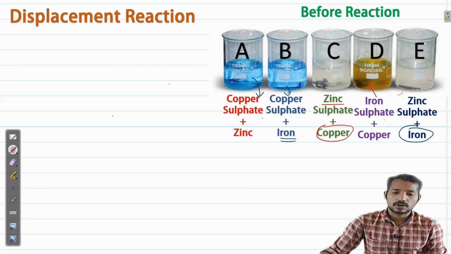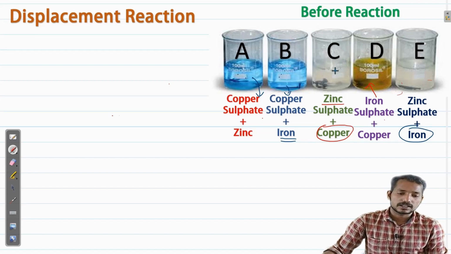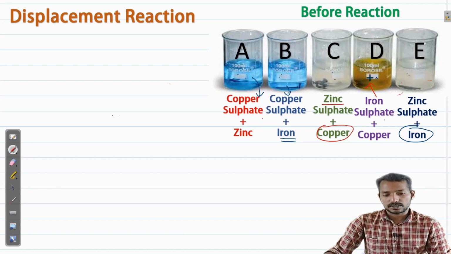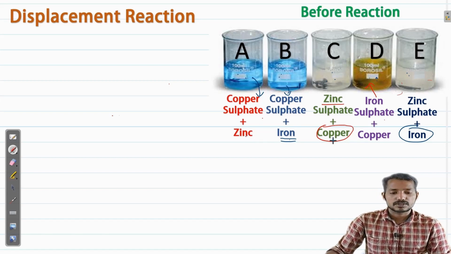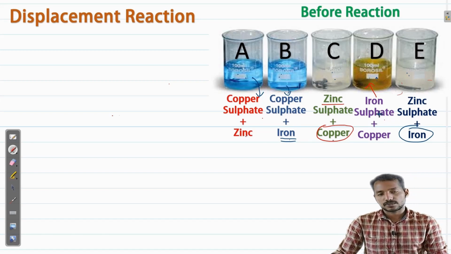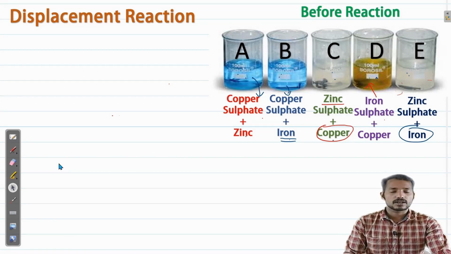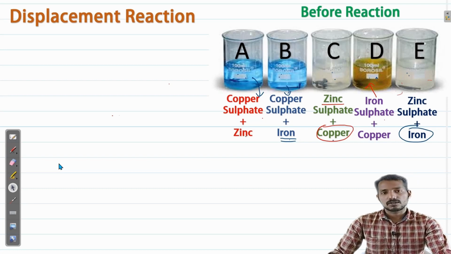This blue color represents copper sulfate, and in beakers C and E the main component is zinc sulfate, and D is iron sulfate. And these are the substances we added to these solutions. Keep them for some time. Then after some time we can observe that the color of the solution in some beakers will change.